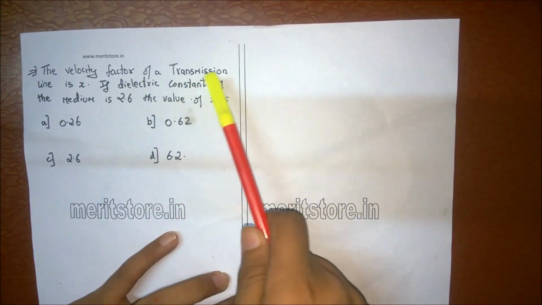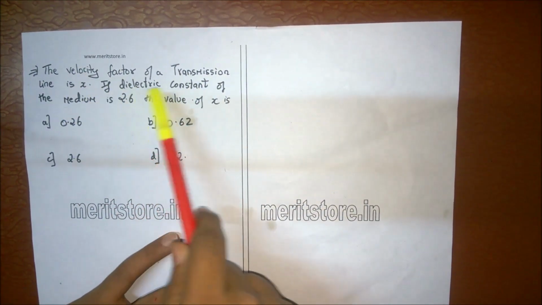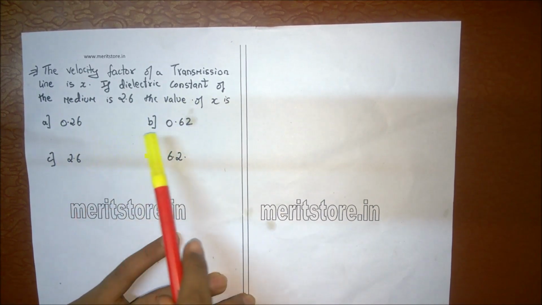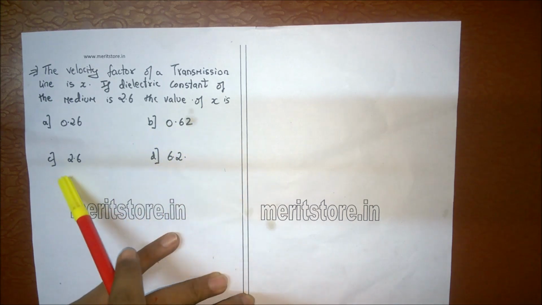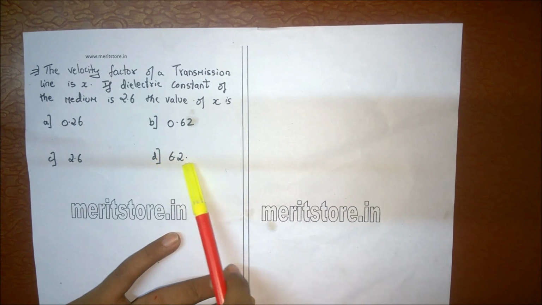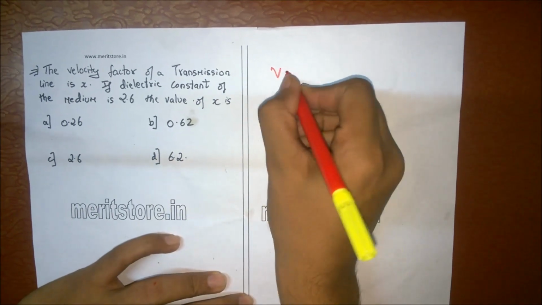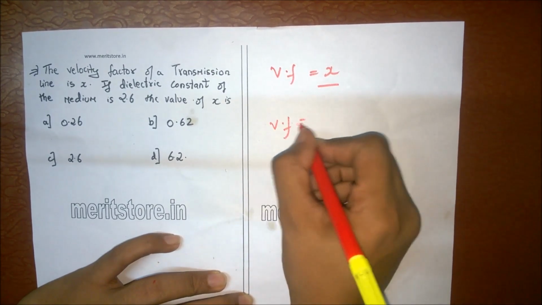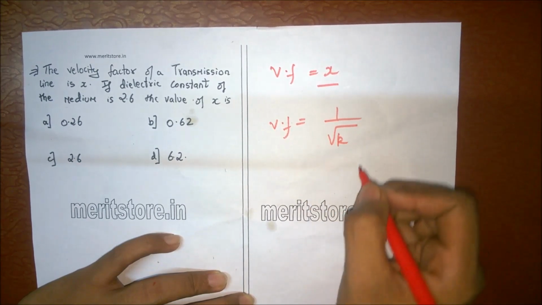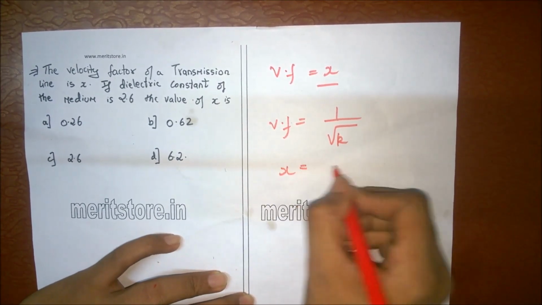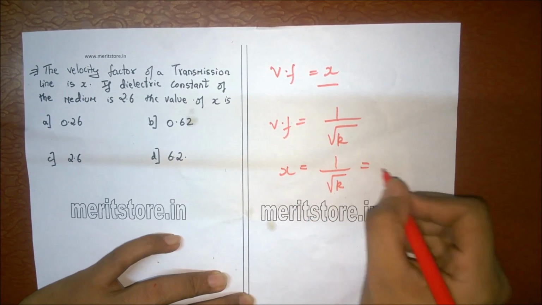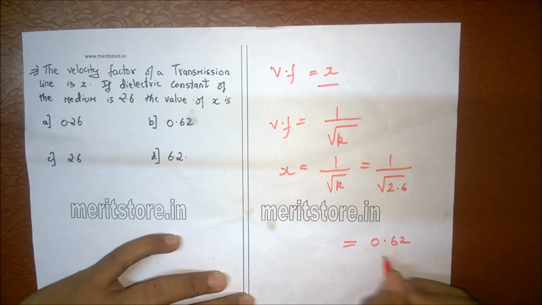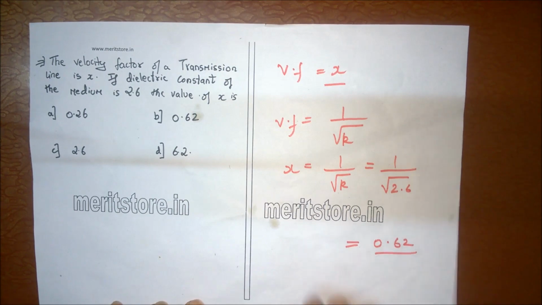The velocity factor of a transmission line is x. If dielectric constant of the medium is 2.6, the value of x is A 0.26, B 0.62, C 2.6, and D 6.2. Now, here Vf is given as x. We have to find the value of x. Now, the formula of Vf is equal to 1 upon root k, where k is the dielectric constant. Therefore, x will be equal to 1 upon root k, which is equal to 1 upon root of 2.6, which is equal to 0.62. Therefore, the correct answer is option B.